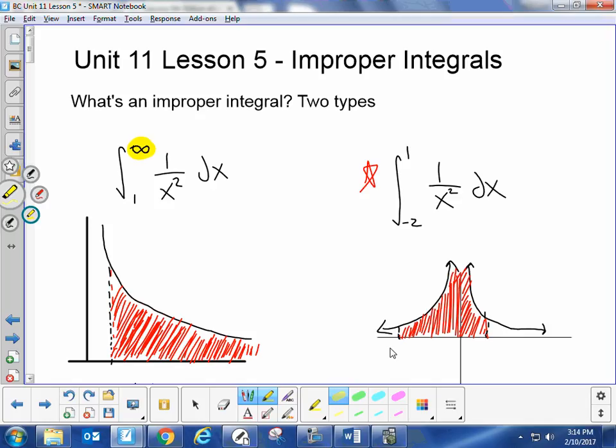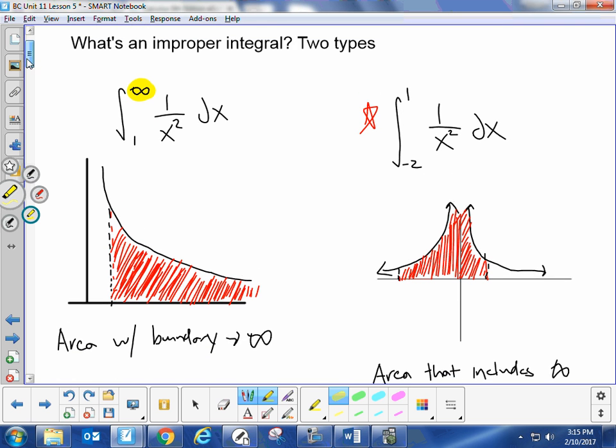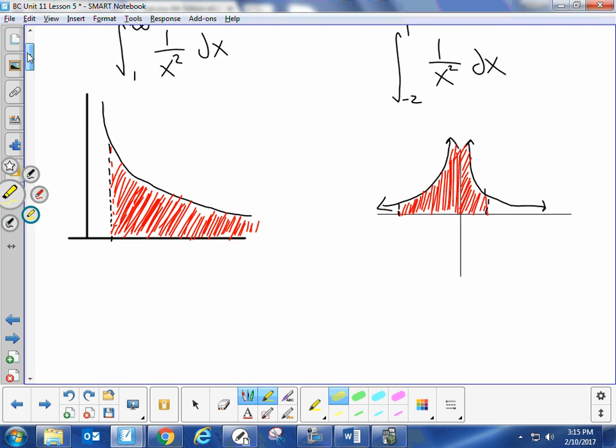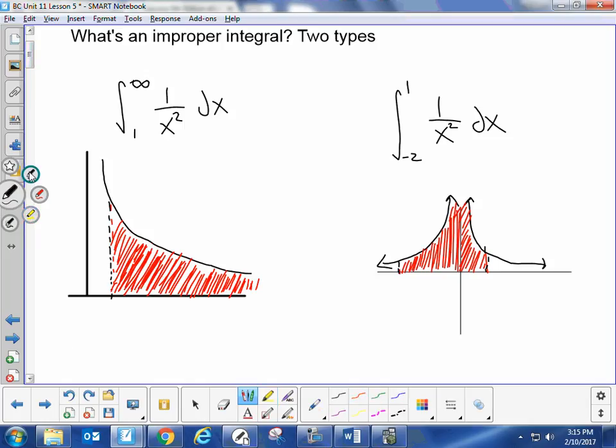Okay? That's the whole, if you have an infinite amount of rectangles to calculate an area, you'd think your area would be infinity. But no, we would just be converging towards a finite number. Okay, so two types. This is an area with a boundary that approaches infinity. And this is a situation where your integral deals with a vertical asymptote.